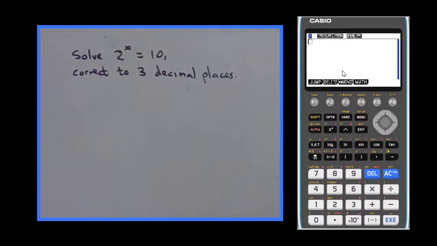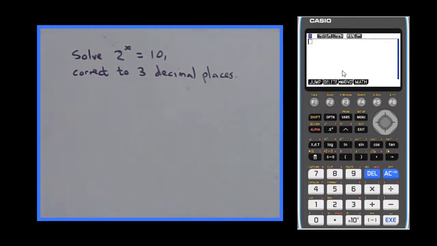Solve 2 to the power x equals 10, correct to 3 decimal places. I know I have taught you how to do this with a solver approach. The danger is if this is for, say, 3 marks, you potentially only get one of those if you go straight for a solve. You need some kind of working.